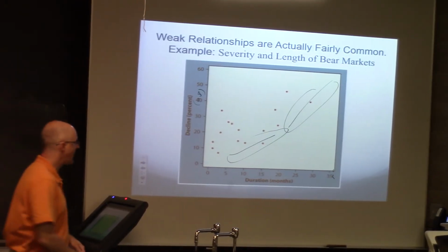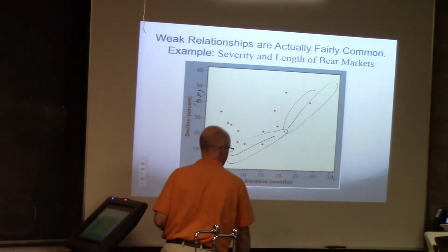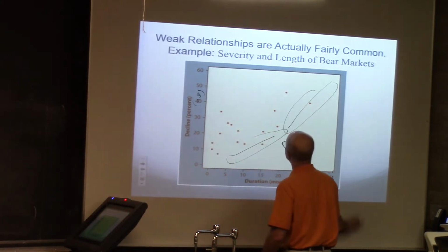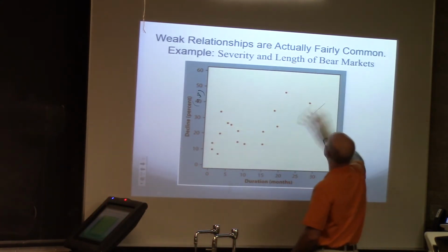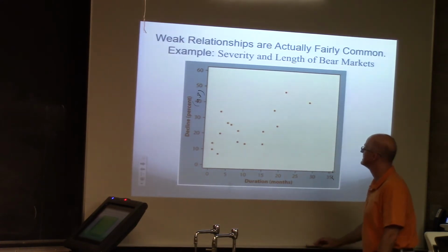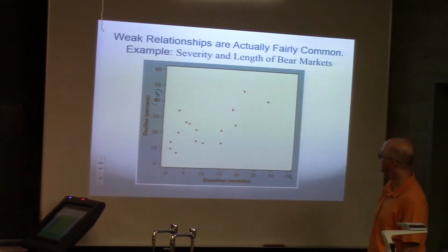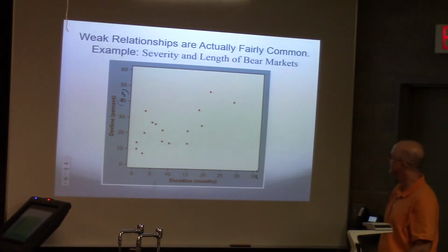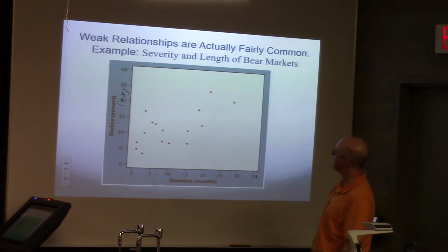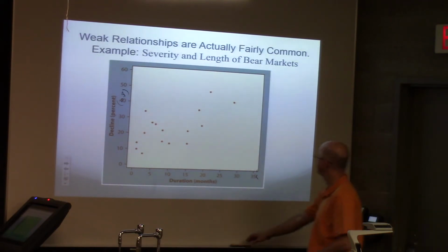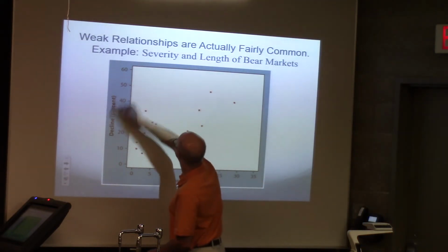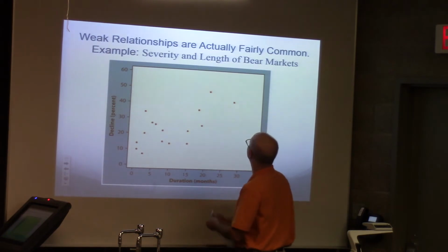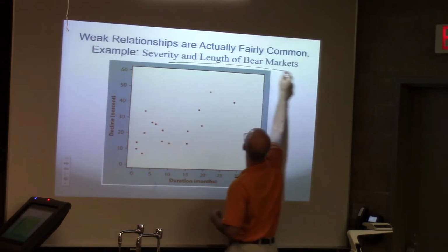You should also realize that oftentimes weak relationships are the norm. They're pretty common. Here's an example of a pretty weak relationship. It's a slight positive trend, a very weak positive trend. What is it about? Look at the labeling here. This is about length and severity of bear markets.